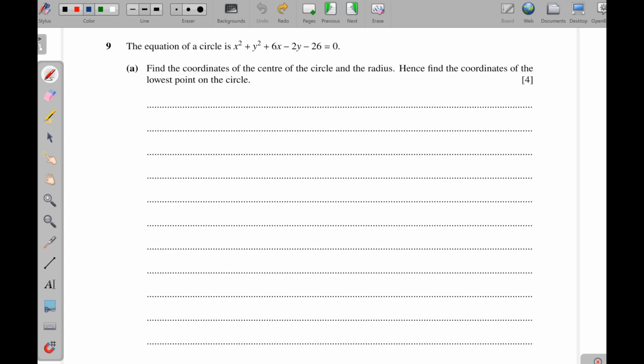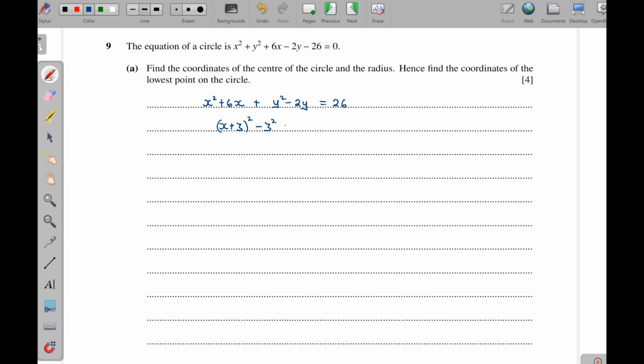Now, we are going to complete squares on x and y. So I will have x squared plus 6x. I can separate x from y, then minus 2y. Then I can take this 26 this side. You divide this one by 2, so x plus 3, then bracket squared. You pop this one out as a square.